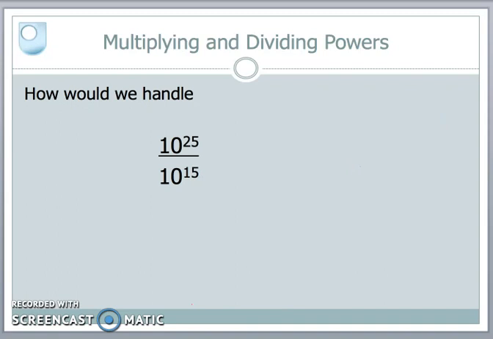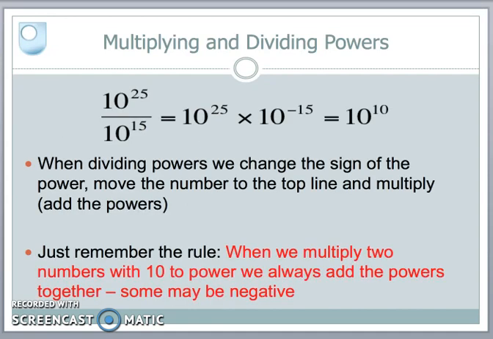Let's have a look at some other calculations. Here I'm going to divide. But we saw when we looked at the video on small numbers that I can represent a number like divide by 10 to the power of 15 as being multiplied by 10 to the power of minus 15. When it's on the bottom, it moves to the top line and it changes its sign.